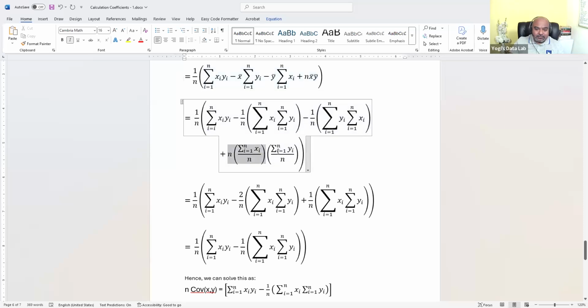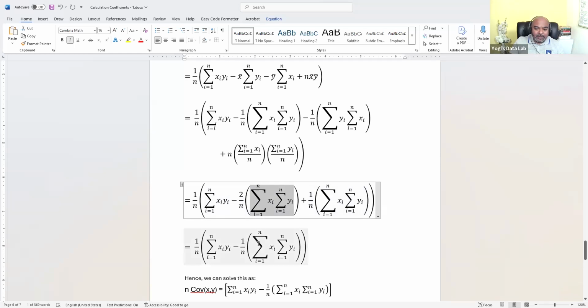This term, since the denominator is n square and the numerator is n, it will become 1 upon n summation i equal to 1 to n xi and summation i equal to 1 to n yi. This part, this is that part. This thing is solved here. Now let's solve the other one. So this term is common. So these two will sum up. So it becomes minus 2 by n summation xi yi. Now since this is minus 2 by n and this is plus 1 by n and the terms are common, this will become minus 1 by n summation xi yi.